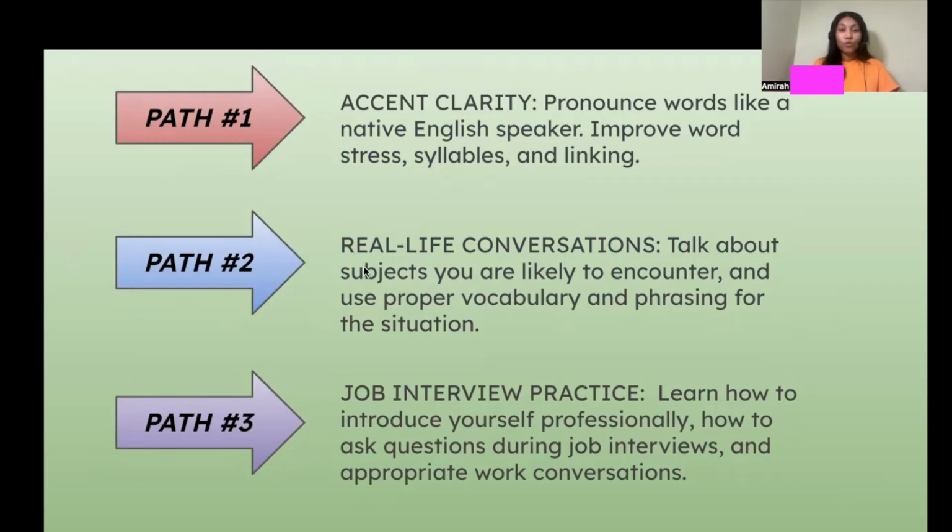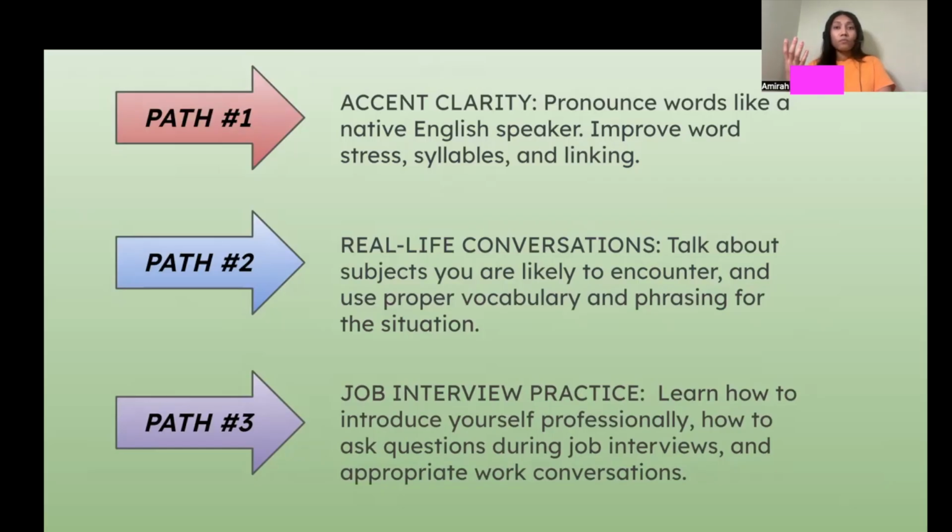Path number 2, real life conversations. Talk about subjects you are likely to encounter and use proper vocabulary and phrasing for the situation. So in my class, if they choose path number 2, our lessons would be based on real conversations that they may have, whether that's asking for directions, talking about something that happened, such as the weather, such as celebrities, such as anything to do with movies.